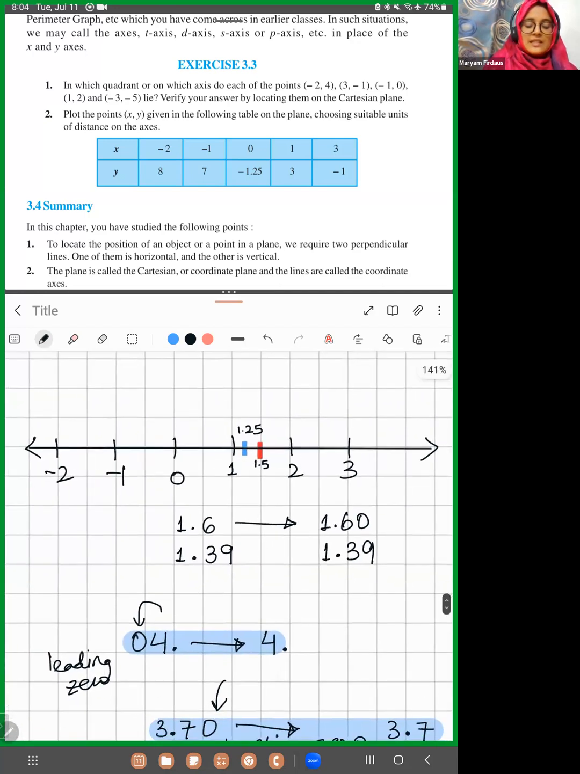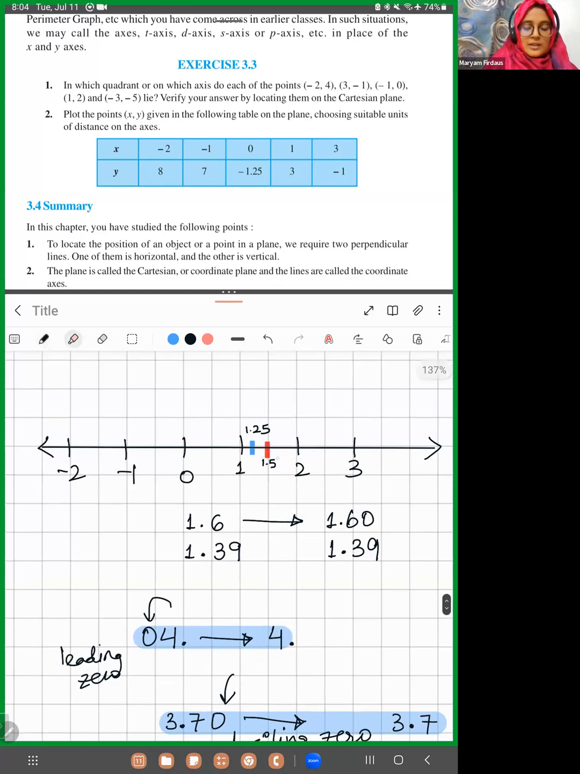Now, can you tell me where is negative 1.25? See, 1.25 lies between 1 and 2. So negative 1.25 will lie between negative 1 and negative 2.